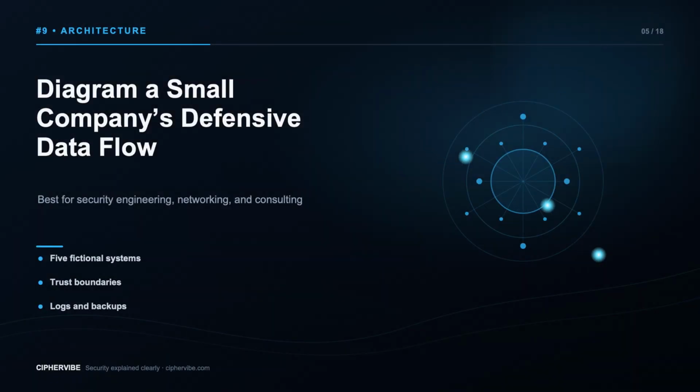Project 9 is a defensive architecture diagram for 5 fictional systems. Show identity, endpoints, a web application, logging, and backups. Mark trust boundaries and explain where alerts originate. The portfolio artifact is the diagram, a one-page threat summary, and 3 design trade-offs. Use invented names and addresses so the project reveals no real environment.